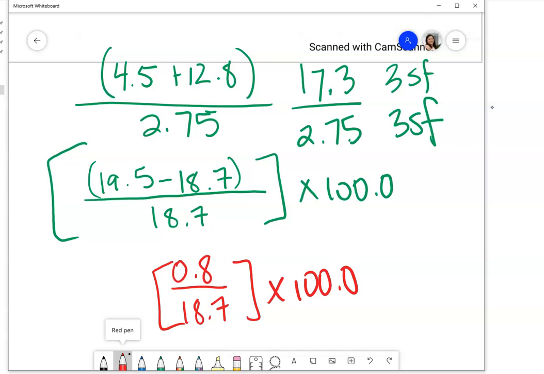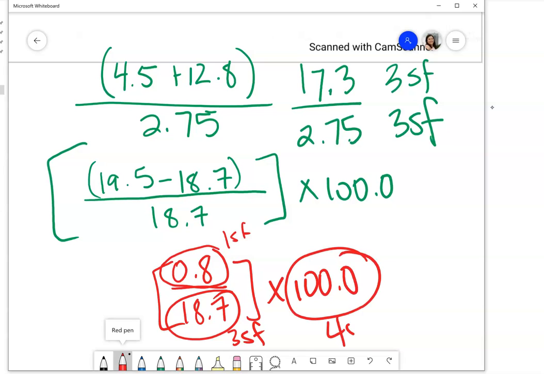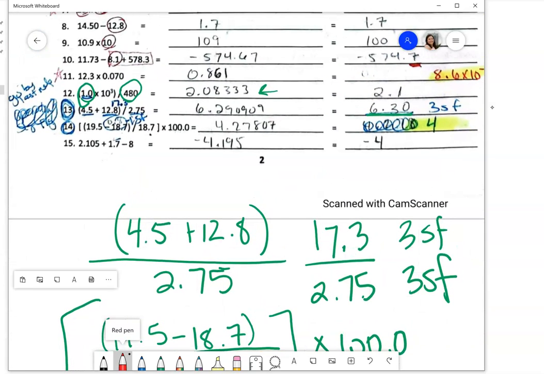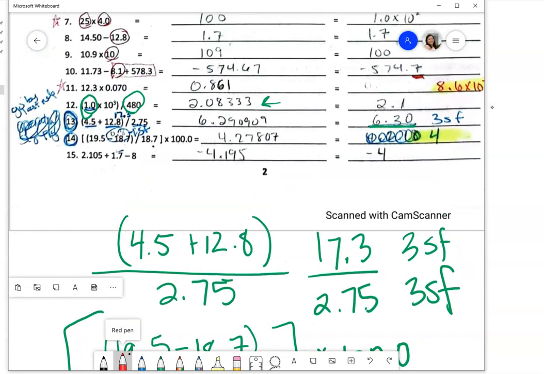So why does this become important? Again, because now both of these use the same rule. So we've got to look at the one that has the least number of sig figs, all right? This has 1 sig fig. This has 3 sig figs. And this has 4 sig figs. So out of all of these, this one has the least. So my answer has to be in 1 sig fig. So if I go back here, that 4.287 gets converted into just 1 sig fig.